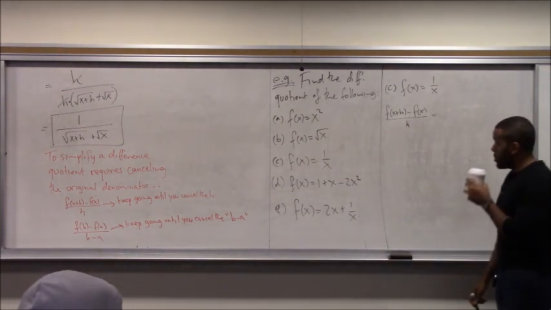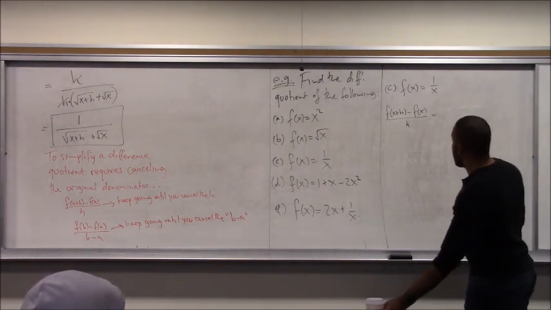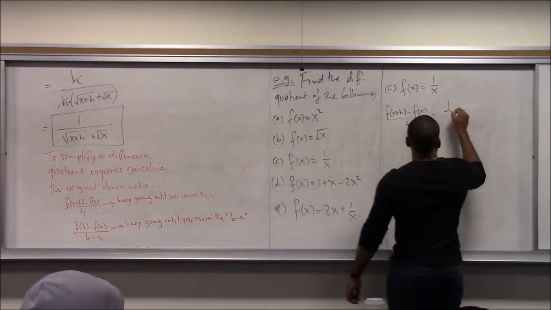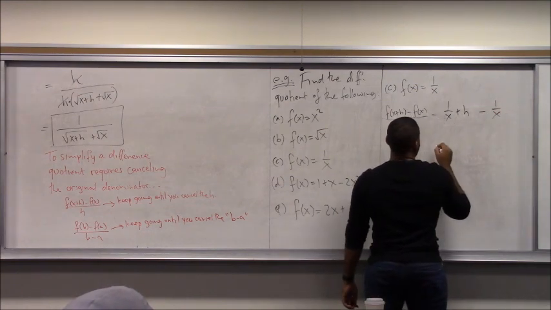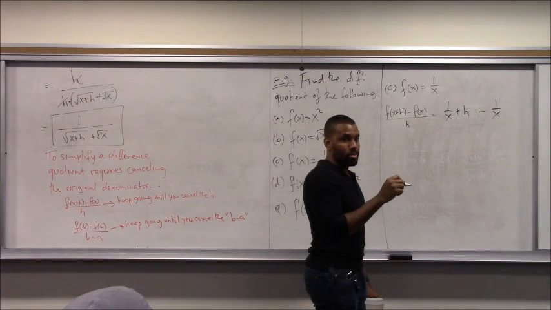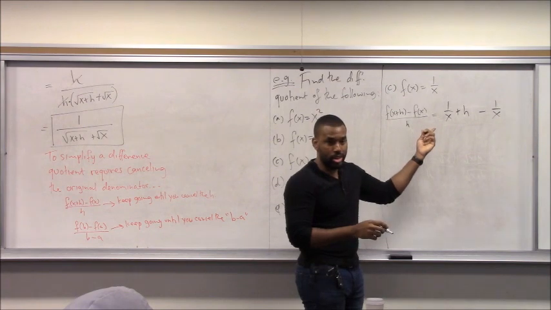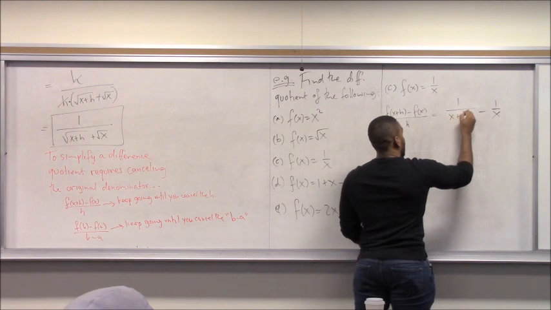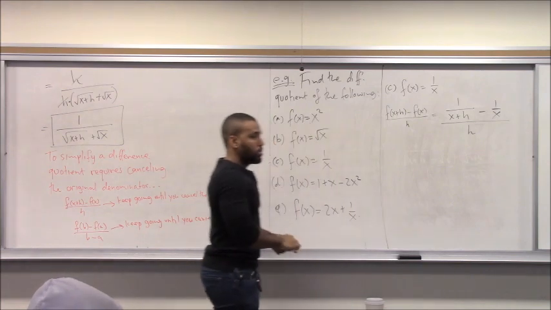What about that one? What would that look like? 1 over x plus h? Minus 1 over x? x plus h, 1 divided by. Right. I just made the common mistake. That is not correct. It makes all the difference in the world.